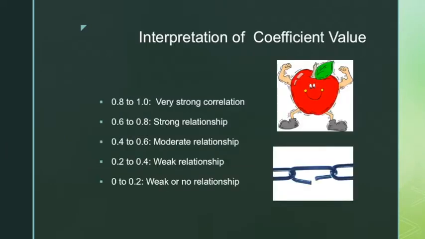So once we get the coefficient value R, we can use that R to show the relationship between the variables. So if we get a 0.8 to 1.0 value, then there is a very strong correlation between those two variables. If you get 0.6 to 0.8, there is a strong relationship between those variables. And so on until 0 to 0.2, which indicates there's a weak or no relationship between the variables.